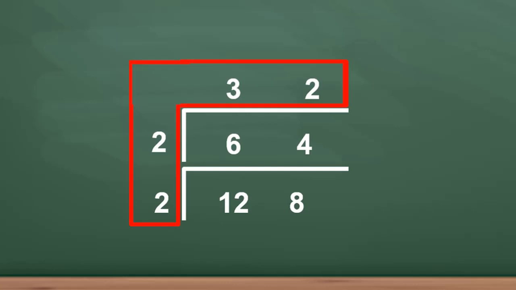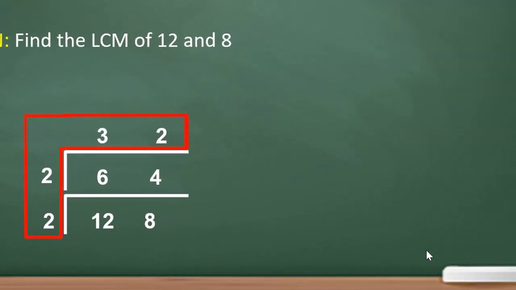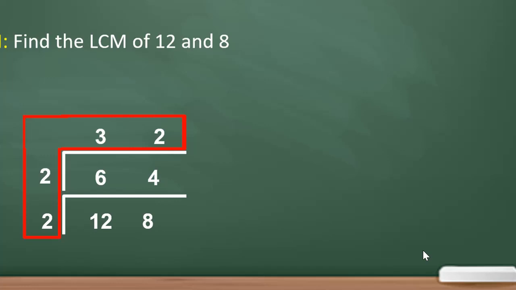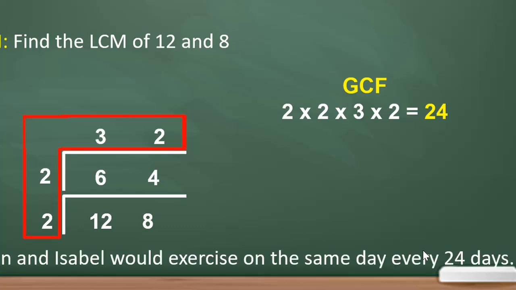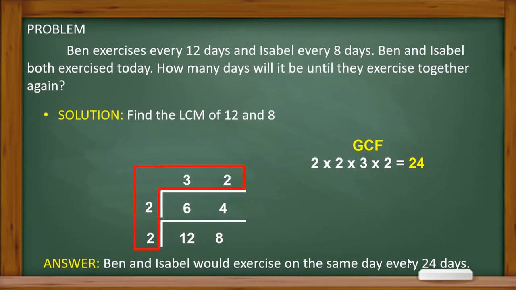But in getting the LCM, we do not only list down the common factor, we also list down the remaining factors. So we will multiply 2 times 2 times 3 times 2. 2 times 2 is 4. 4 times 3 is 12. 12 times 2 is 24. So, the answer, Ben and Isabel would exercise on the same day every 24 days.